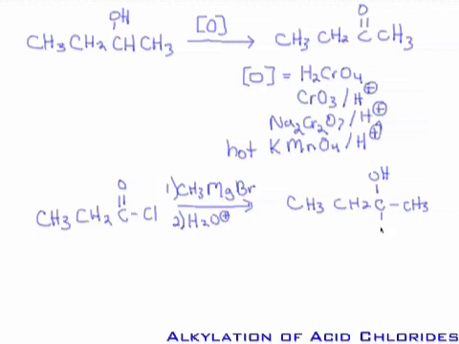Yields are not very nice. So we don't want this. We want to make the ketone. What we want is to add only one methyl and get the C double bond O, and keep the C double bond O. How can we do this?